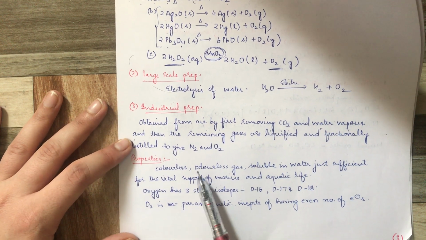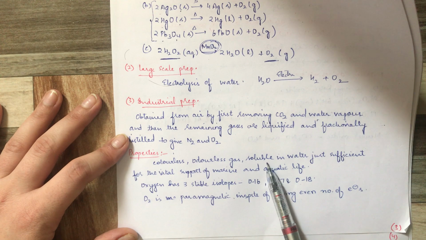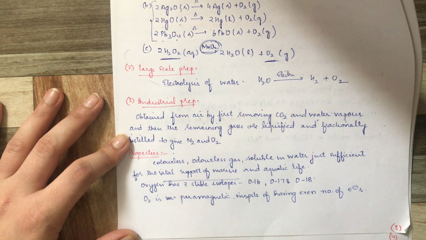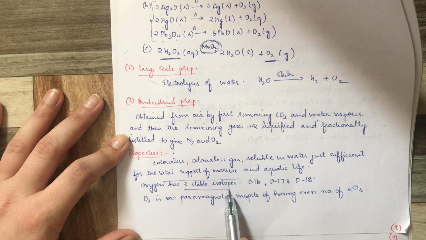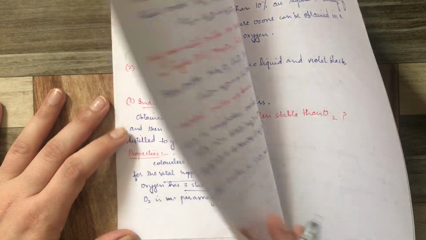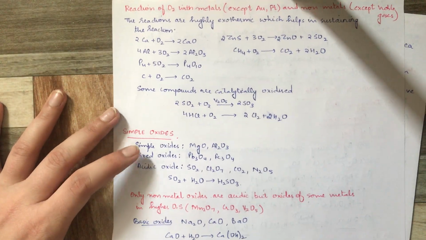What are its properties? It's colorless, odorless, and soluble in water, just sufficient for the vital support of marine and aquatic life. Oxygen has 3 stable isotopes, O16, O17 and O18. O2 is paramagnetic in spite of having an even number of electrons. This was in general, and now we talk about its reactions.